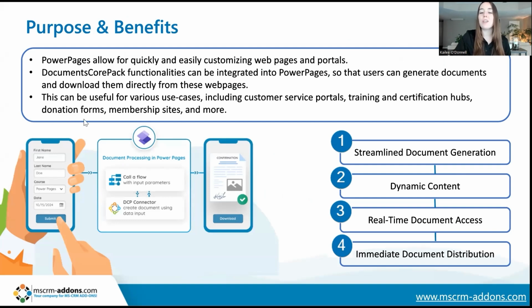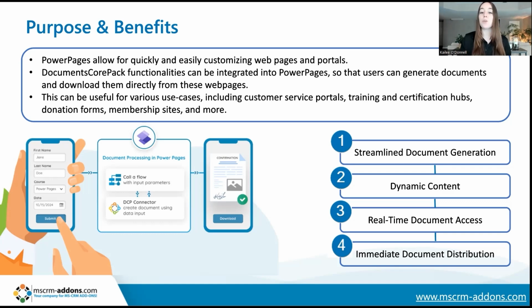Down here, we have a very brief outline of how this can work with a membership site. A user is on a site and is filling out a form for membership. They insert their name and any other information. When they click the Submit button, this calls a flow, which uses the Documents Core Pack connector and a Create Document action to generate a final document with the input data from the user.